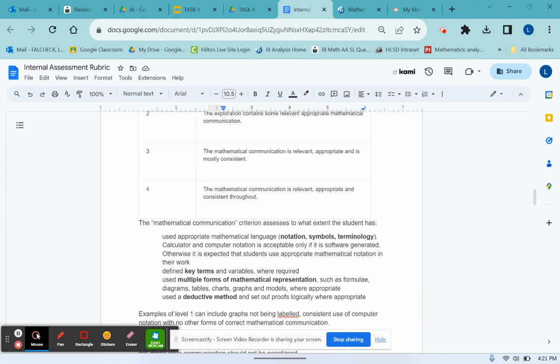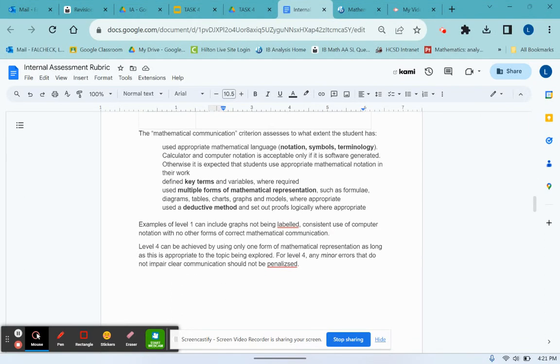The mathematical communication is relevant, appropriate, and is mostly consistent. That's a three. The mathematical communication is relevant, appropriate, and consistent throughout. That's a four. So basically, mathematical communication wants to see that you use appropriate mathematical language, such as notation, symbols, terminology. Like if you're generating an equation that models phenomena, you're going to want to label that equation h of t, right? Height is a function of time, something like that.